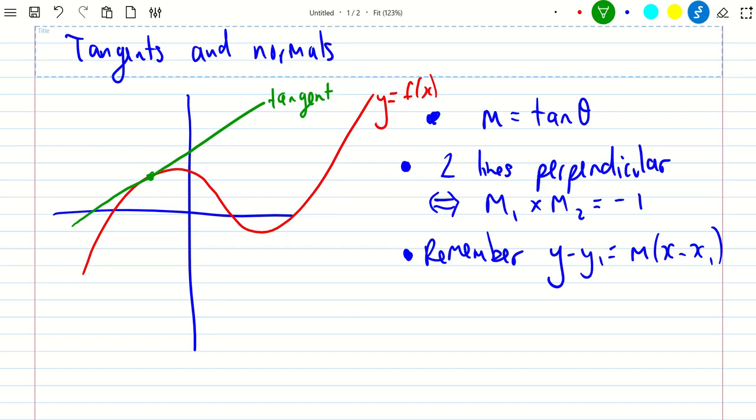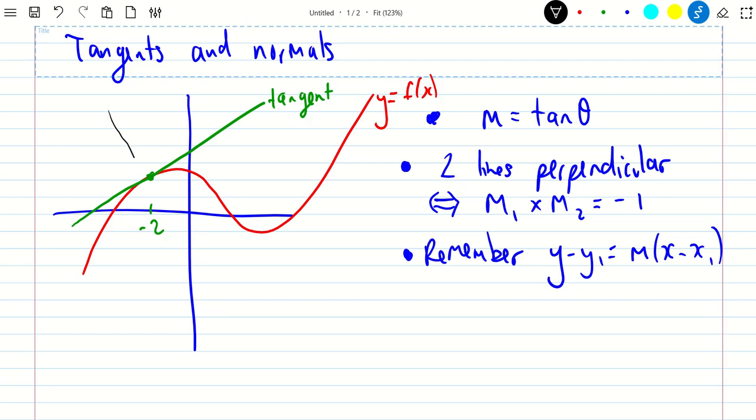And that tangent line gives us the gradient at that exact point. Let's say if x is equal to -2, the gradient when x is equal to -2 is the same as the gradient of that tangent line. So that's what we mean by a tangent line. And what do we mean by a normal line? Well, the normal is the exact perpendicular line to that.